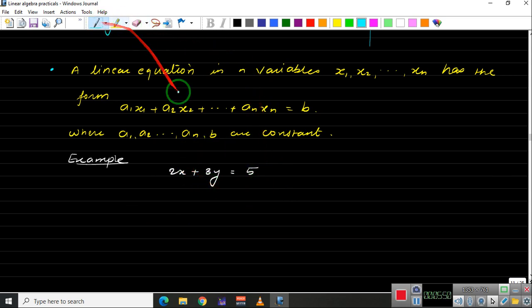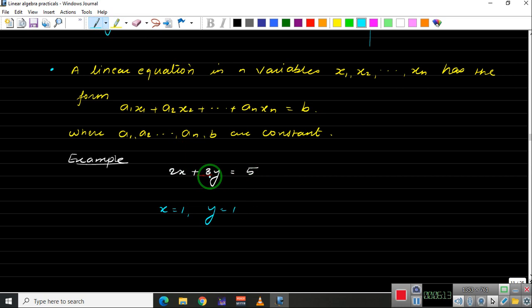Now, as an example, one of the solutions of this will be: put x equals 1 and y equals 1. In that case, we have 2 into 1 is 2, plus 3 into 1, again 3. 2 plus 3 equals 5.